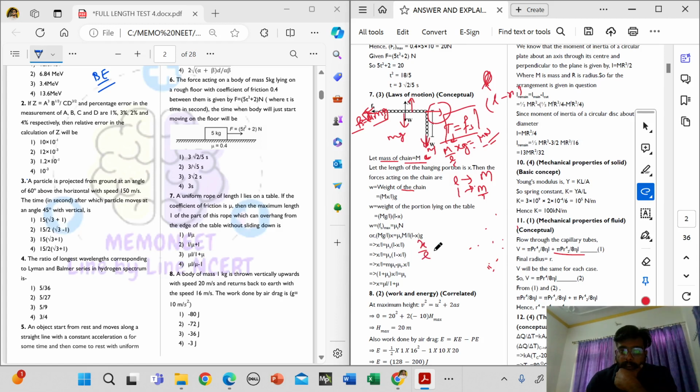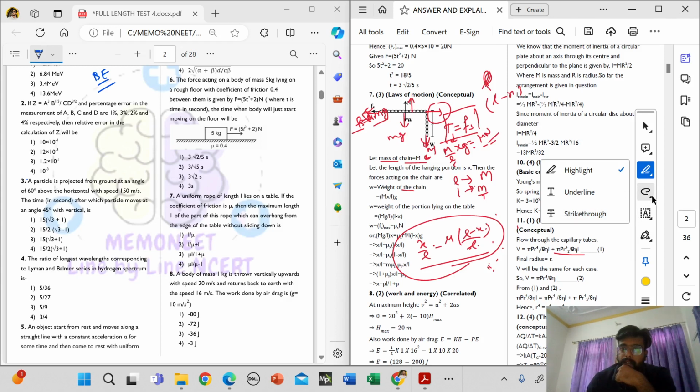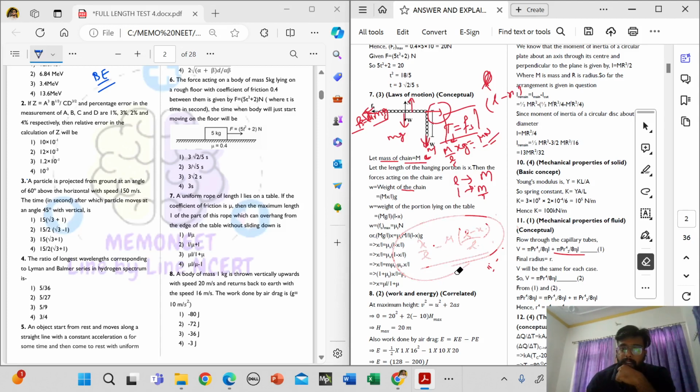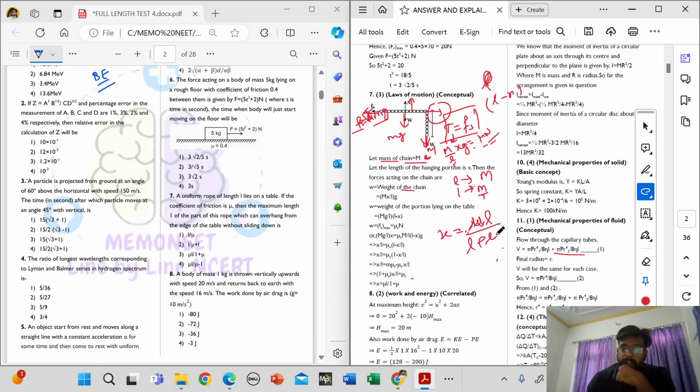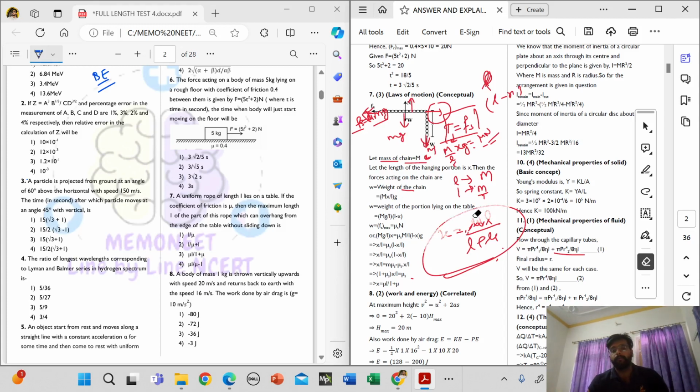From here we cancel the M and G, and then we get X upon L is equal to mu times L minus X, divided by L. Then we solve these equations and get the value of X, which is X equals mu L upon L plus mu. This is option number 3.